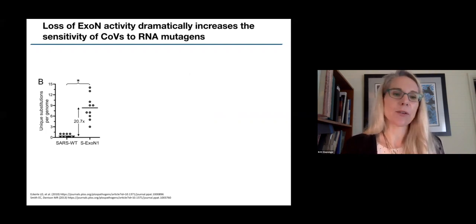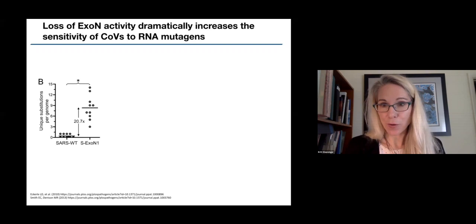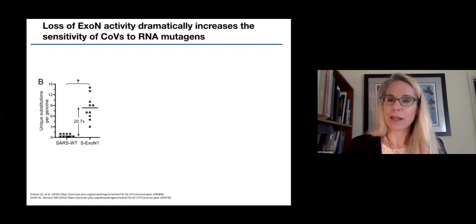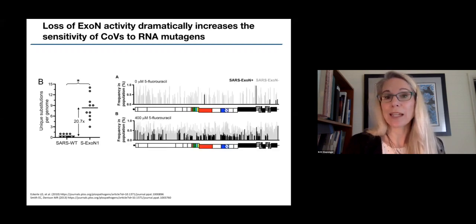So, on the left here, I'm just showing the unique substitutions per genome that are observed during wild-type SARS coronavirus infection compared with a SARS coronavirus where that ExoN activity was mutated, and you can see there's about a 20-fold increase in the mutation frequency if you get rid of this proofreading activity.